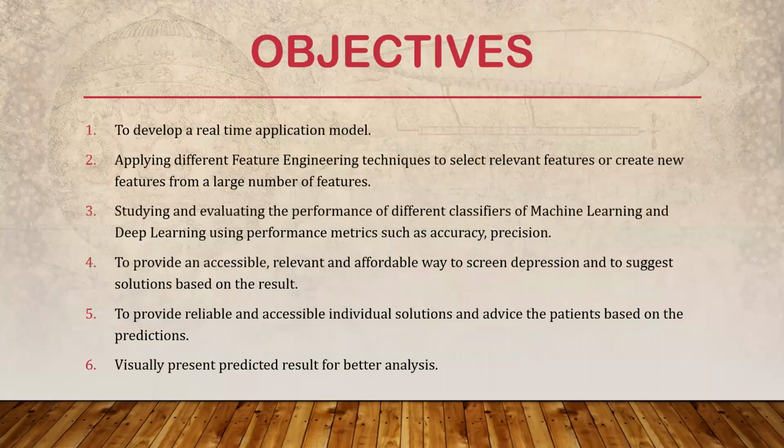Now let's look at the objectives. The first one is to develop a real-time application model, then to explore different machine learning algorithms to find out which suits best for prediction, applying different feature engineering techniques to select relevant features or create new features from the large number of features, studying and evaluating the performance of different classifiers of machine learning and deep learning using performance metrics such as accuracy and precision, to provide an accessible, relevant, and affordable way to screen specific depression type using a questionnaire, then to provide reliable and accessible individual solutions and advise the patient based on the prediction. Then finally, to visually present the predicted result for better analysis.